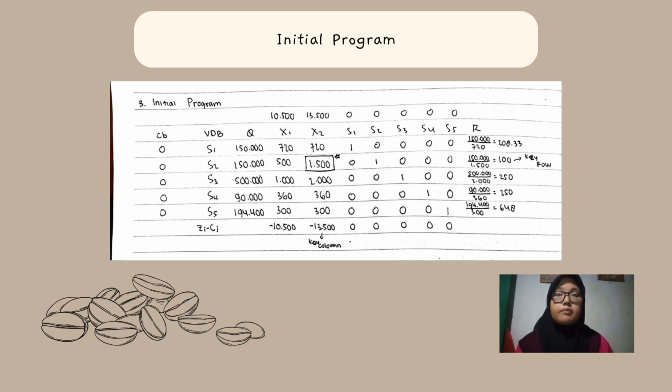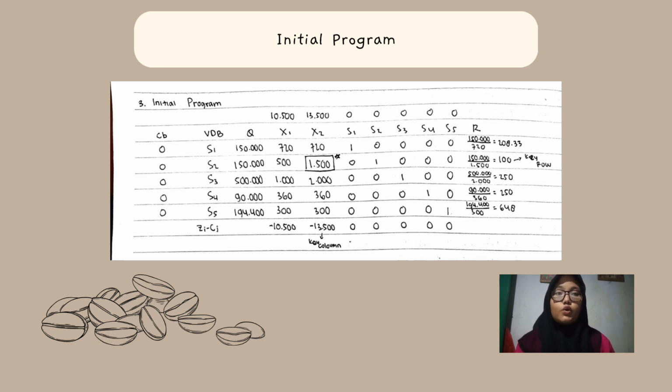In the next step, we find the K column. The K column is obtained by subtracting between ZJ and CJ, and ZJ is obtained from the sum of the multiplication results between the coefficient basis and each coefficient of each variable. After that, we select the smallest value from the subtraction result between ZJ and CJ. That value will be in the K column.